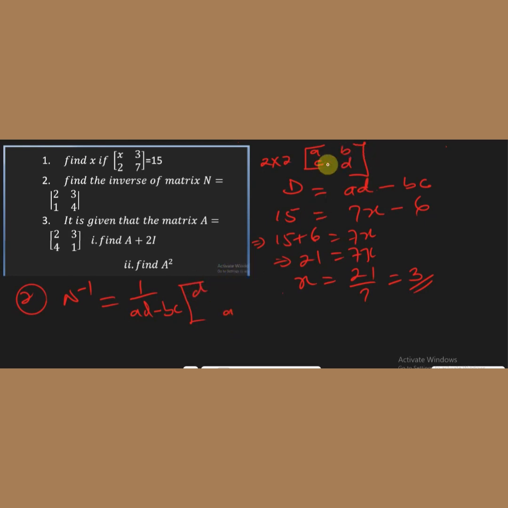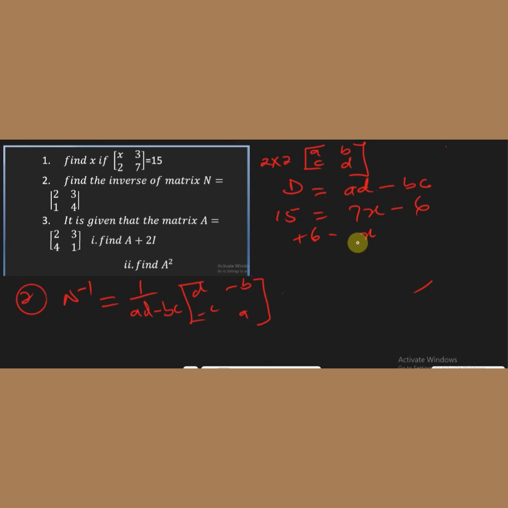But for the other diagonal, you don't exchange the numbers, rather you multiply with minus 1. If I multiply b with minus 1, that is going to give me minus b. Multiplying c with minus 1, I'm going to have minus c. So this is the inverse of a 2 by 2 matrix. This is the formula, and I'm going to use this to find the inverse of N here.